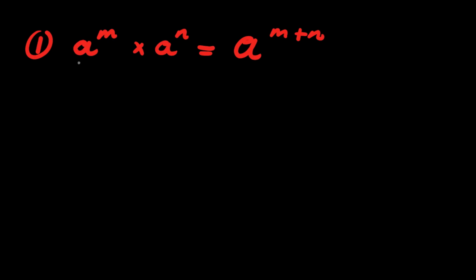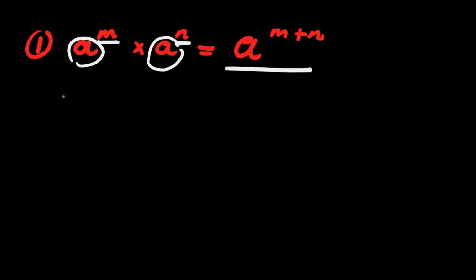So meaning if the bases are the same, in this case the base is a, and a and a are the same, you should add the exponents. In this case it's m and n. So it gives us a to the power of m plus n as an answer. Let's take the examples now.